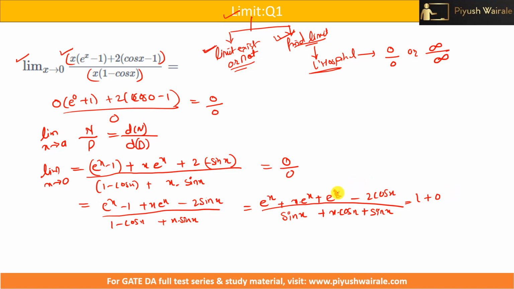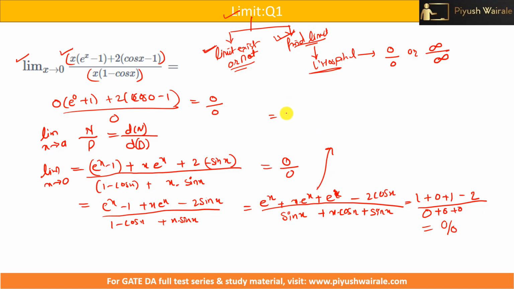Then e to the power x is again e to the power 0, which is again 1, right? Minus 2 cos 0, cos 0 is 1, so that is minus 2. Again, sin 0 is 0, x is 0, and sin 0 is 0. So again we are getting 0 by 0, right? So again, we need to apply the L-Hospital rule here. So I'm just continuing here.